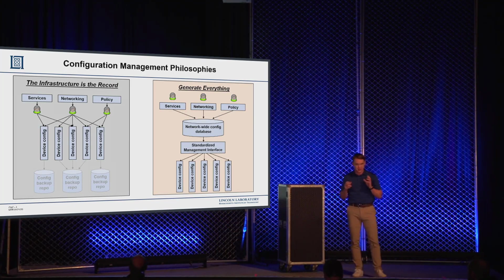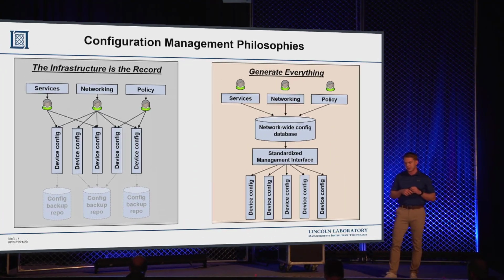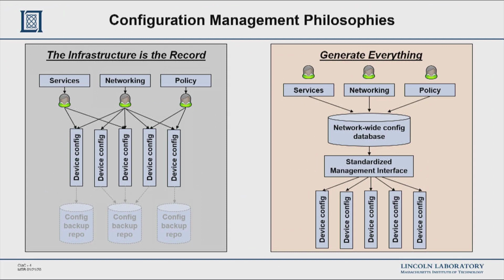So this is kind of an outline for the talk here. On the one hand, it's a spectrum of what configuration management might look like in practice. On the left-hand side, we have what's called infrastructure as the record. In short, this means if you actually want to know how your system is configured, it requires you to go log into your devices and pull configurations, firmware settings, calibration settings directly from the device.